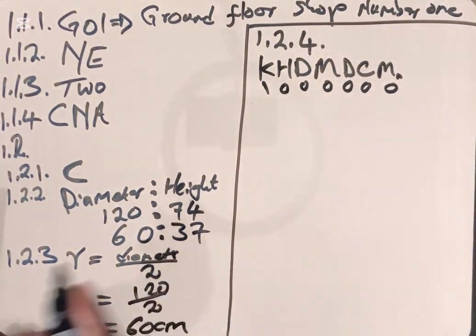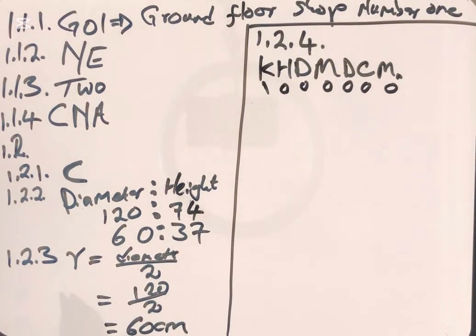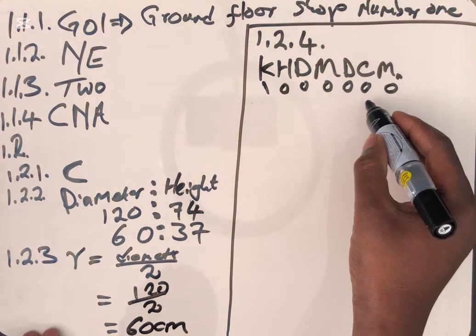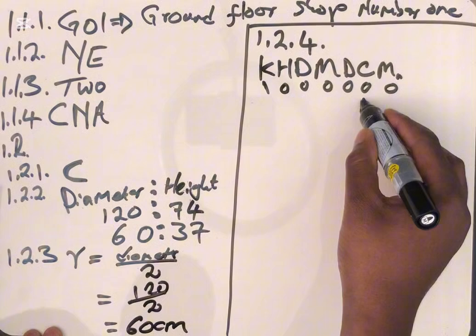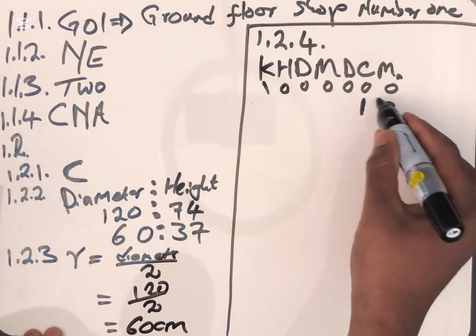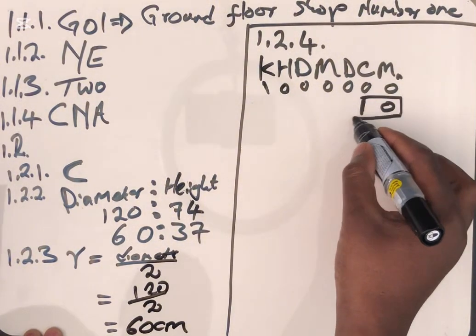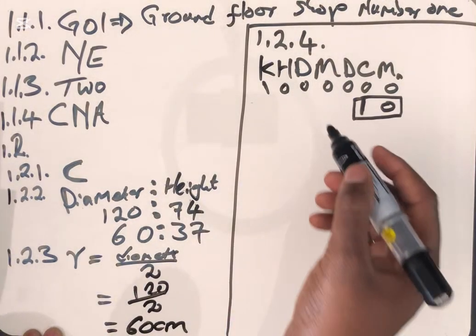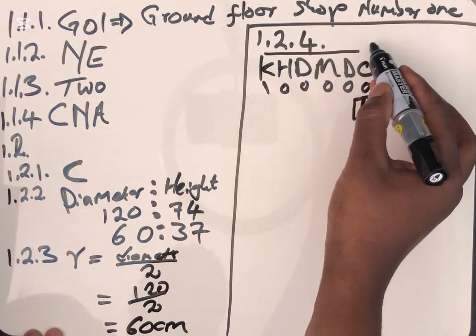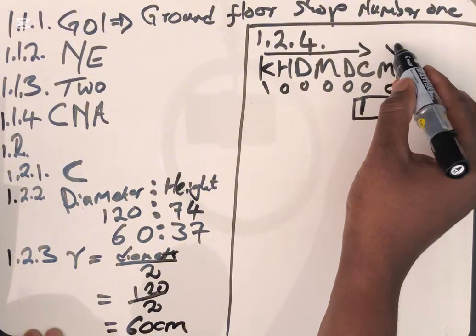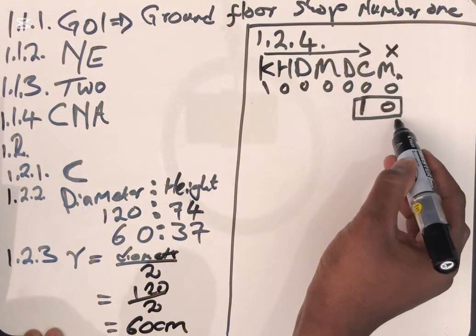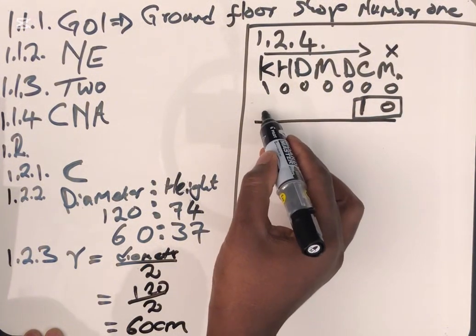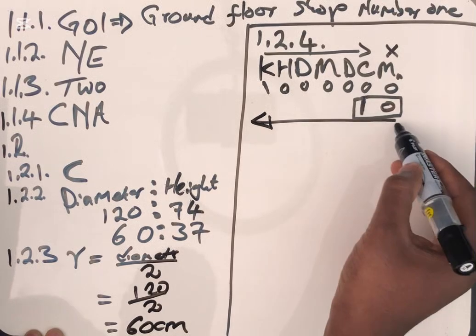So now we must look for a relationship between what? Between centimeters and millimeters. This represents centimeters, this represents millimeters. So the relationship between the two is 10. And we know from a bigger unit to a smaller unit, we multiply. From a smaller unit to a bigger unit, we divide.